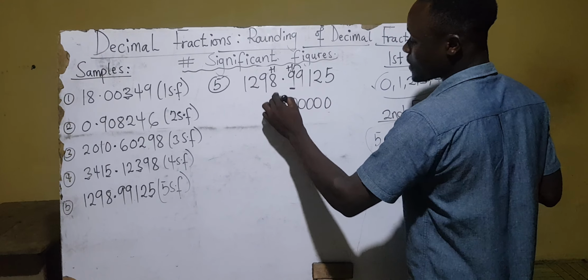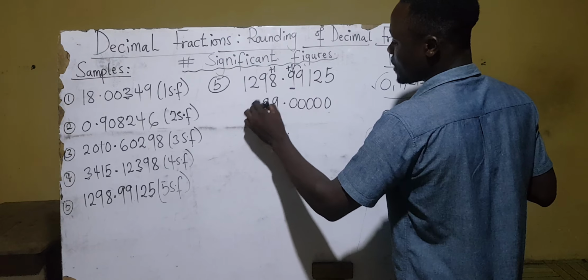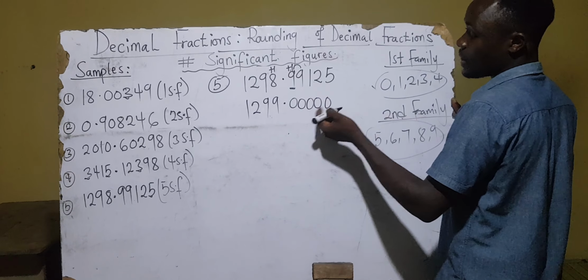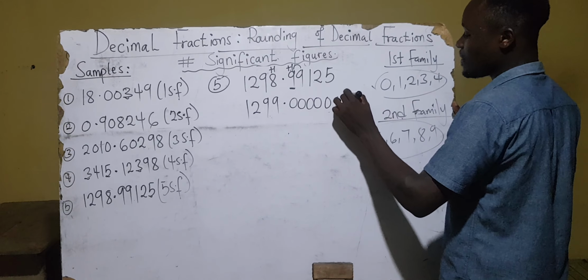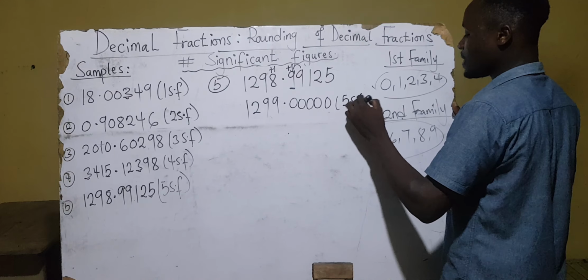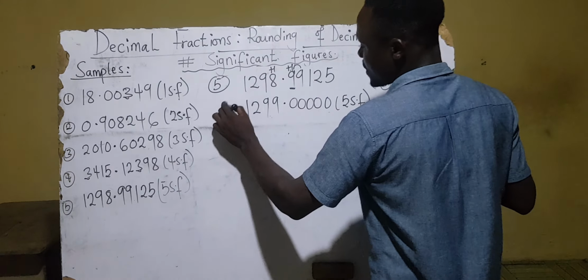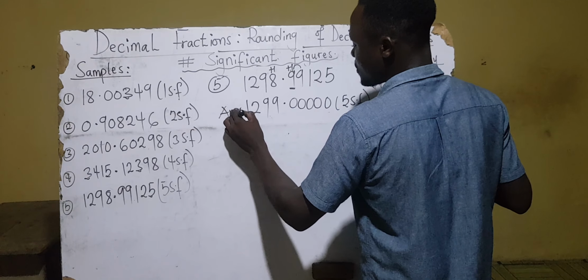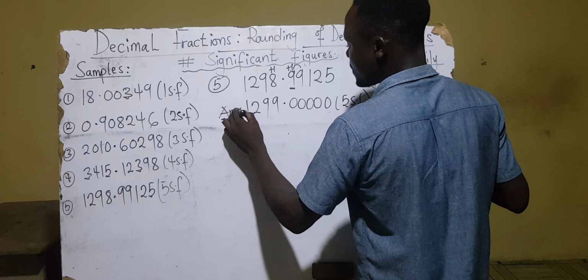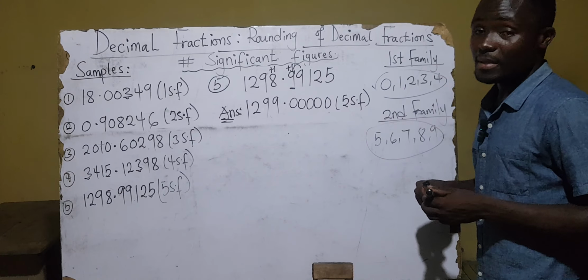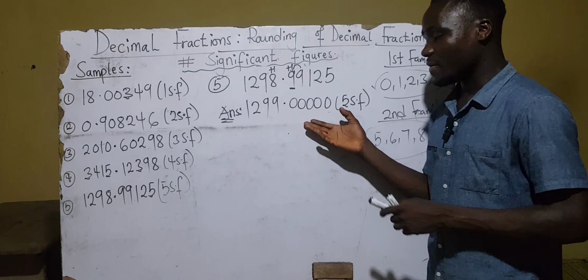So here becomes 9. Here is 9. Here is 2. Here is 1. And I was asked to round to 5 SF, so 5 significant figures. That then becomes my final answer for question number 5.